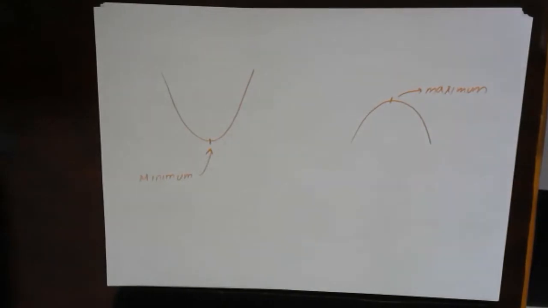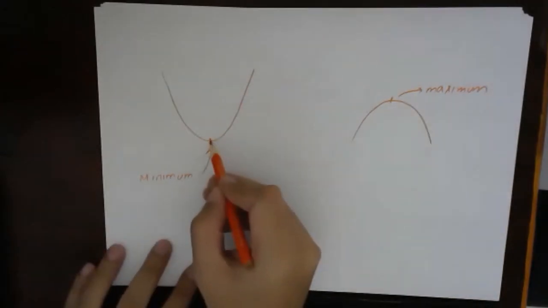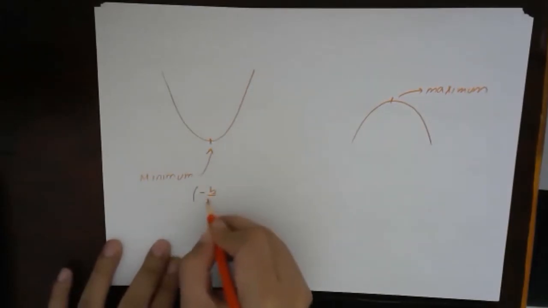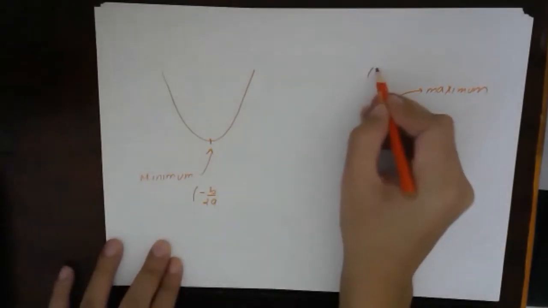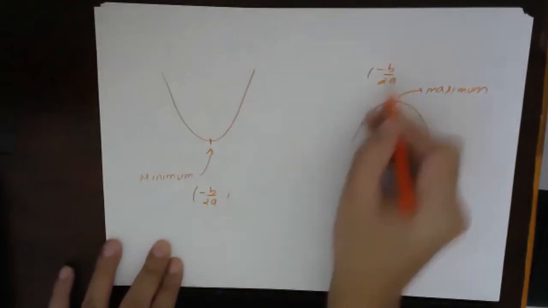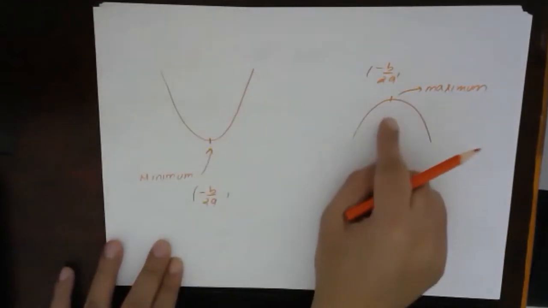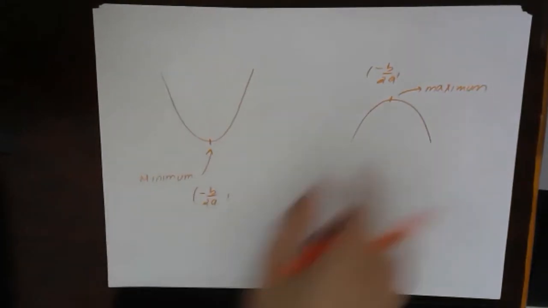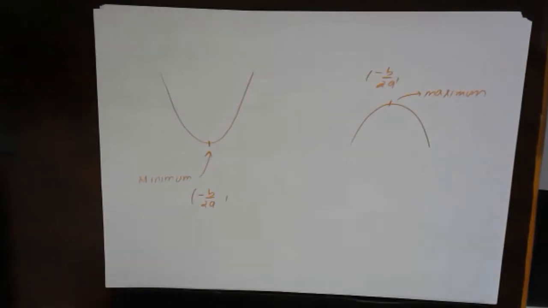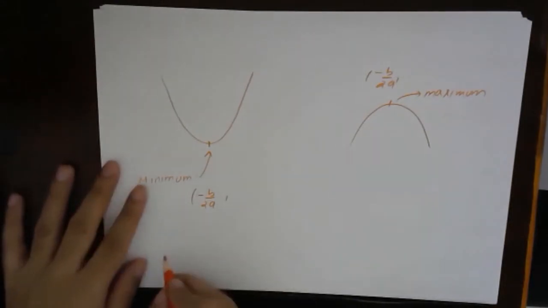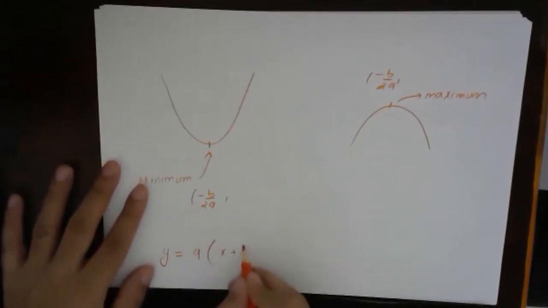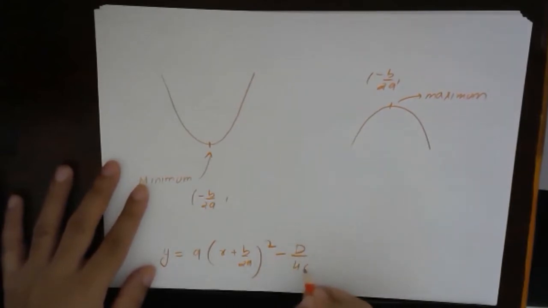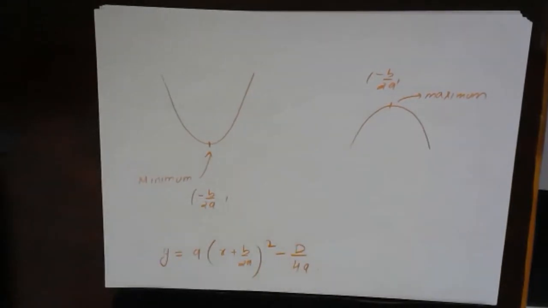quadratic expression, we realized that for x equals minus b by 2a, we will get this point of minima or this point of maxima. And if you remember, the equation was something like this: y equals a into (x plus b by 2a) whole square minus D by 4a.